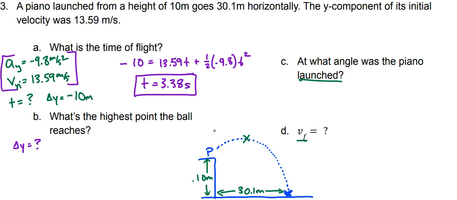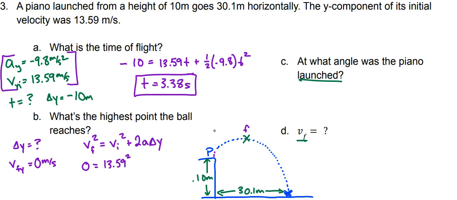We don't know at the moment how much time it takes to get to the top, but we do know what the velocity is at the top. So if we treat the launching point as the initial point and the top as the final point, the final velocity is 0. We don't have time, so we're going to use equation number 4. Final is 0, initial 13.59 squared, negative 9.8, delta y, negative 10.